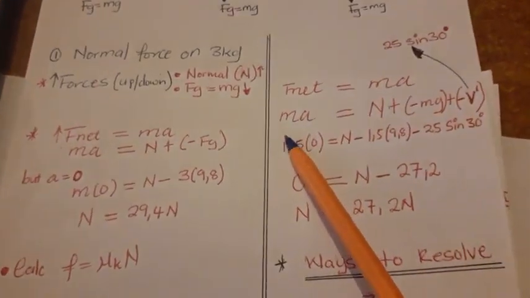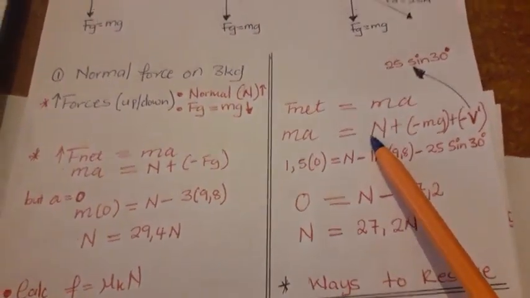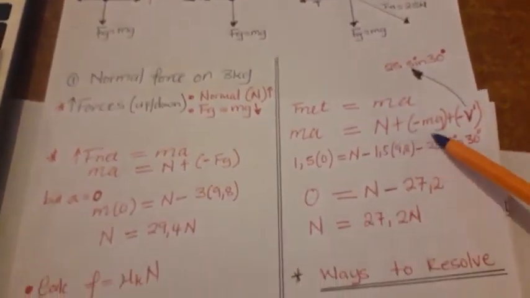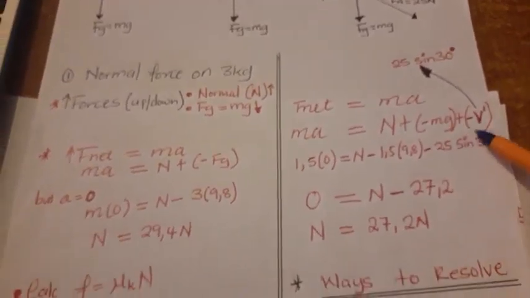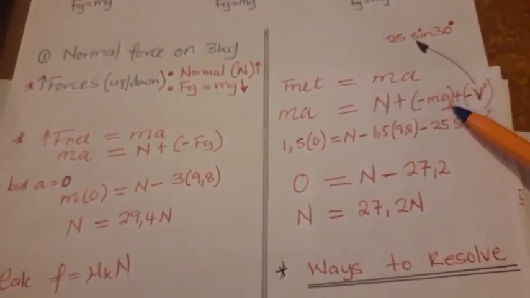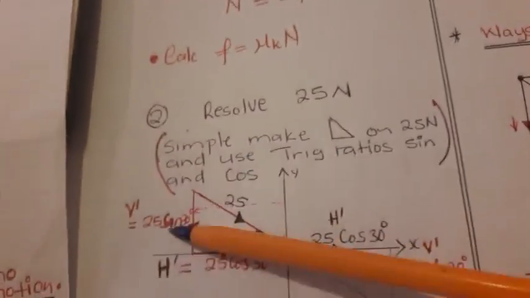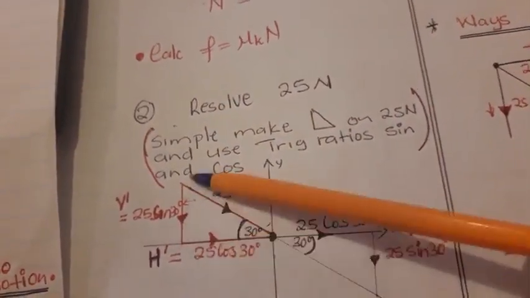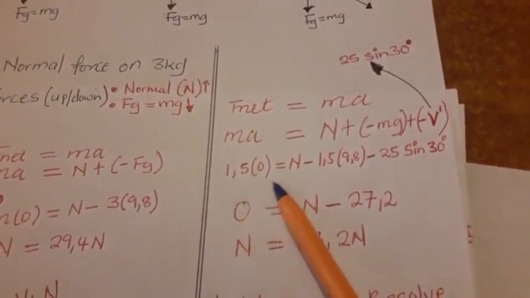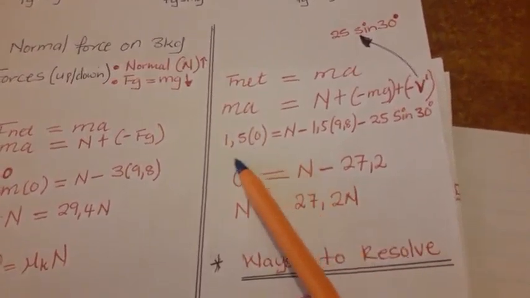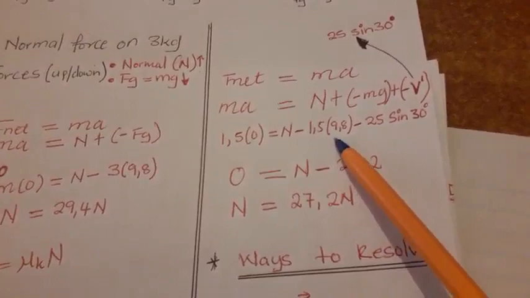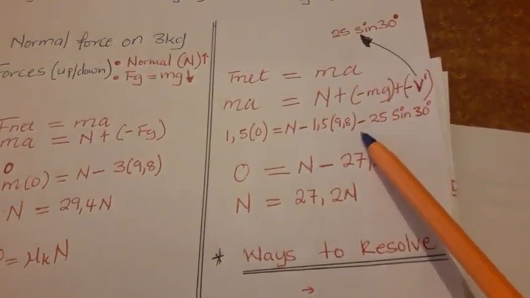But in this case, our ma is equal to the normal force, which is going upwards, plus minus mg, which is going downwards, plus minus the vertical component. So the vertical component is also part of the vertical forces. So this is 25 sine theta. So we go on and say our ma, there is no movement up and down. So ma is equal to normal force minus 1.5 times 9.8, which is mg, minus 25 sine theta.